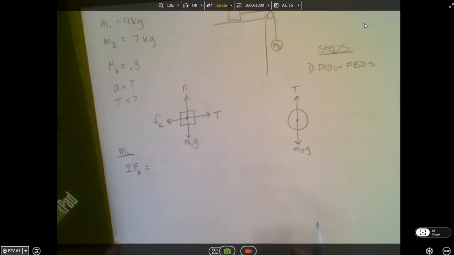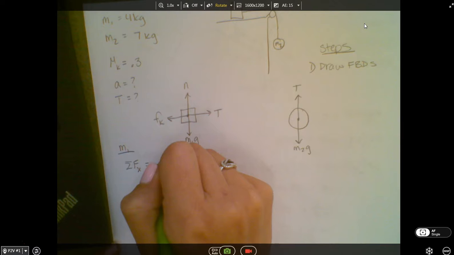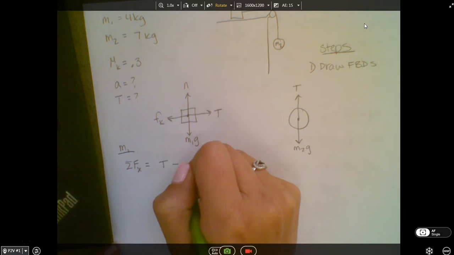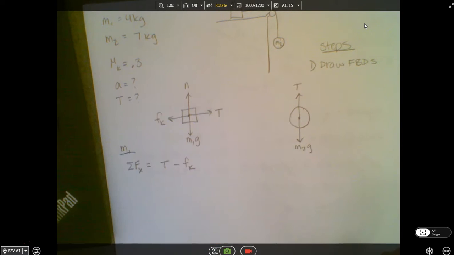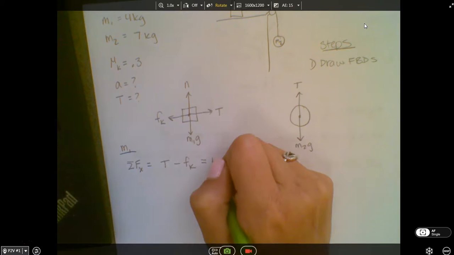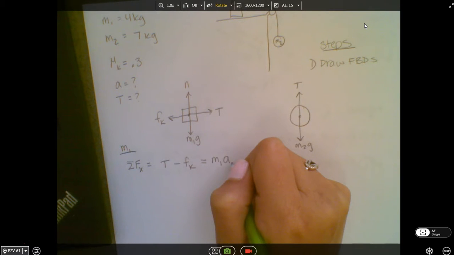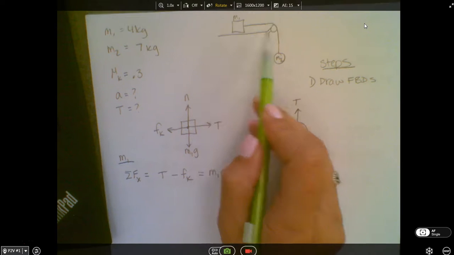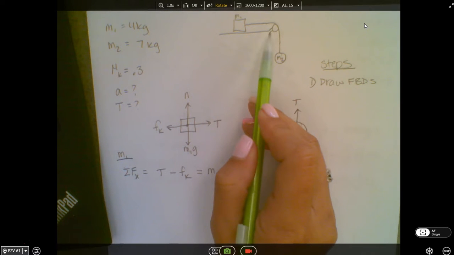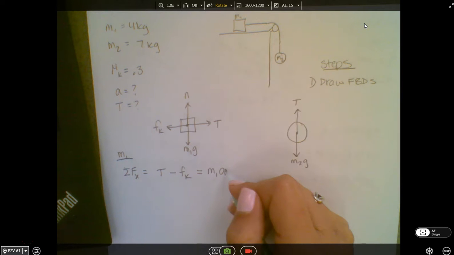So in the x direction for this one, we have T going to the right, so we'll call that positive T. And then we'll subtract the kinetic friction since it's going to the left. And then remember, the net force is always equal to ma. So that's equal to m1 times a in the x direction. Now, the a is going this way, right? We know we're going to accelerate to the right because of this weight here. And so a_x is going to be positive, so I'm just going to leave this positive.